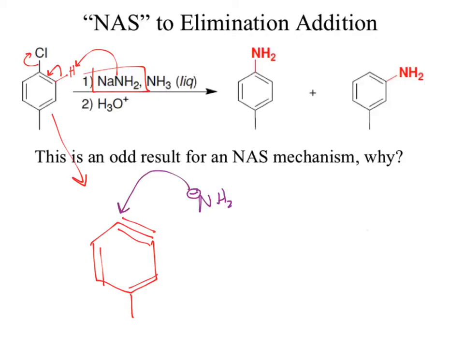It can either attack there, in which case I end up with that product, or it could attack there, in which case I end up with that product. I would end up forming a negative carbon. Do I have any positive hydrogens potentially floating around? Say like in the ammonia, or even the H3O plus followed afterwards.